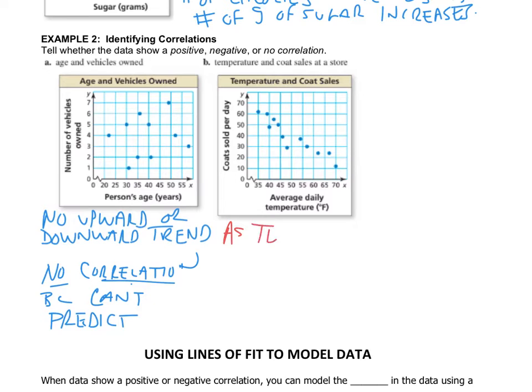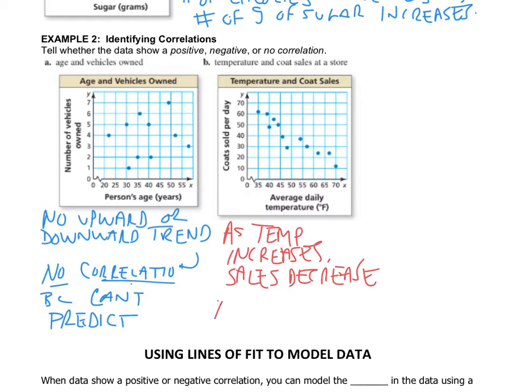as temp increases, sales decrease, which makes sense. The hotter it gets, you don't really need a coat. So we call this a negative correlation.